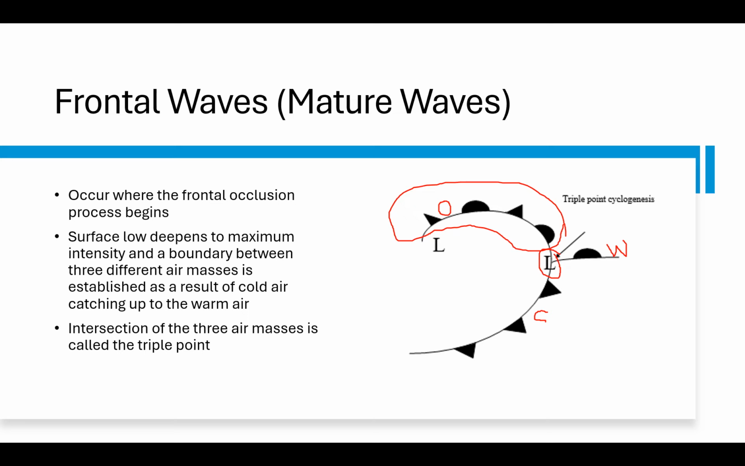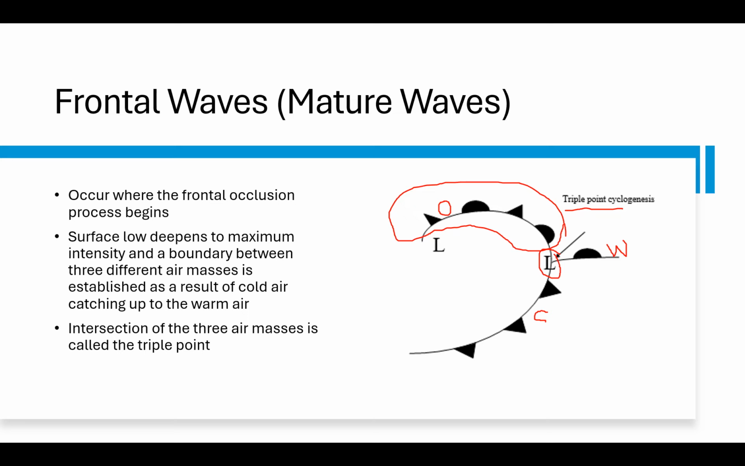It's at the intersection of the occluded front, represented by the letter O, the warm front, W, and also the cold front, C. And we call that the triple point. Where all three fronts meet is known as the triple point in meteorology, okay?